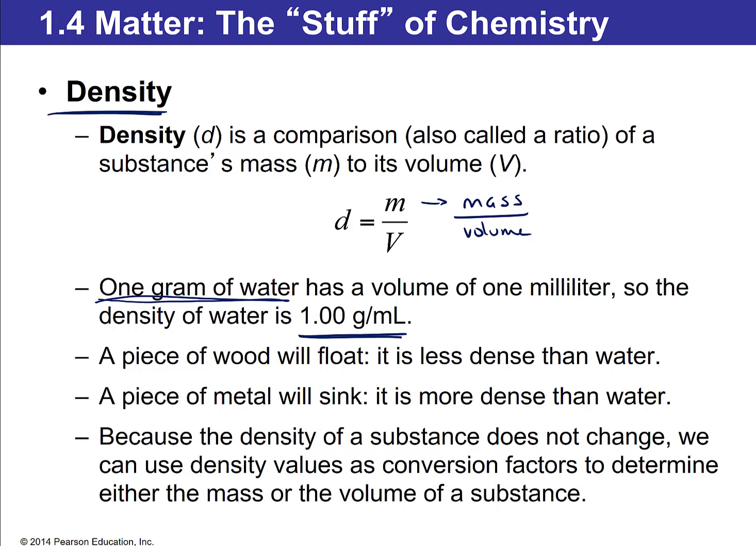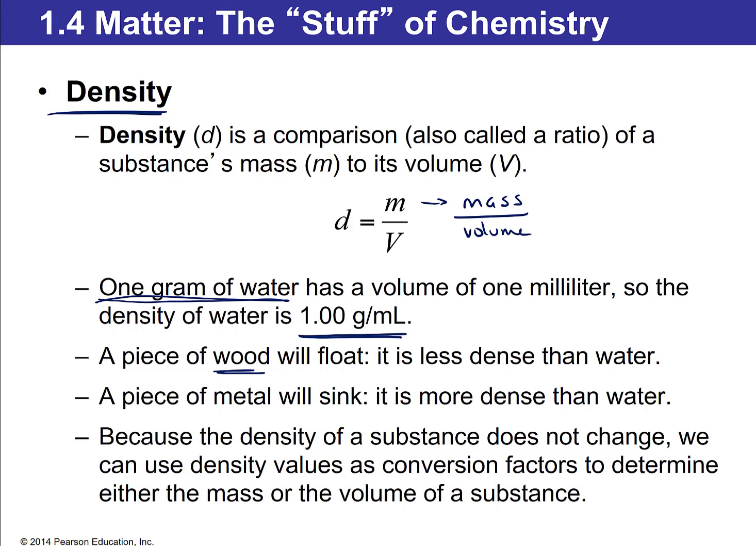If you have a sample of water and you add a substance that doesn't dissolve, so it's got to be a solid and it can't dissolve in the water, and it floats, then you know that it's less dense than water. So it has less mass compared to its volume. They give you the example of a piece of wood. It's less dense, so if you set it on top, it's going to float.